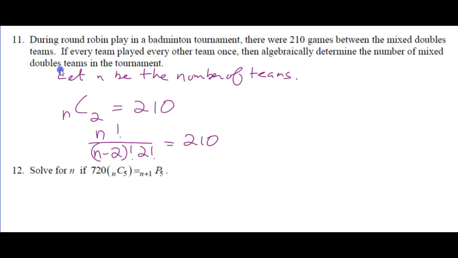We're going to multiply both sides by 2 factorial, which is really just 2, right? So we're going to get n factorial over n minus 2 factorial is 420. Okay, let's do 210 times 2 factorial.